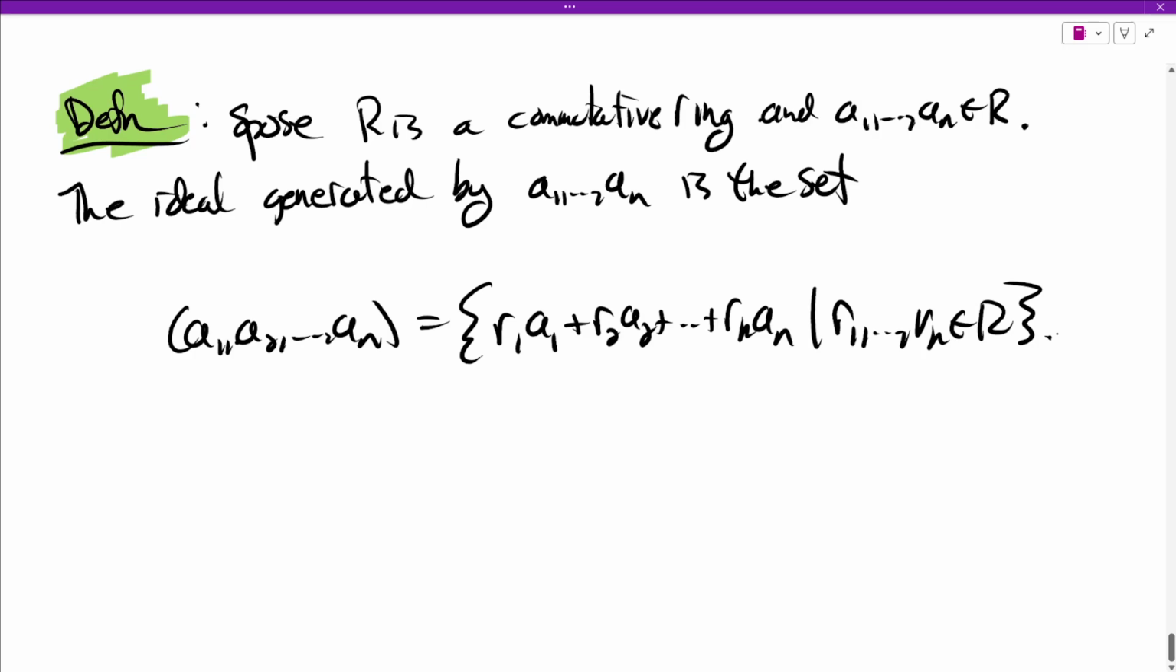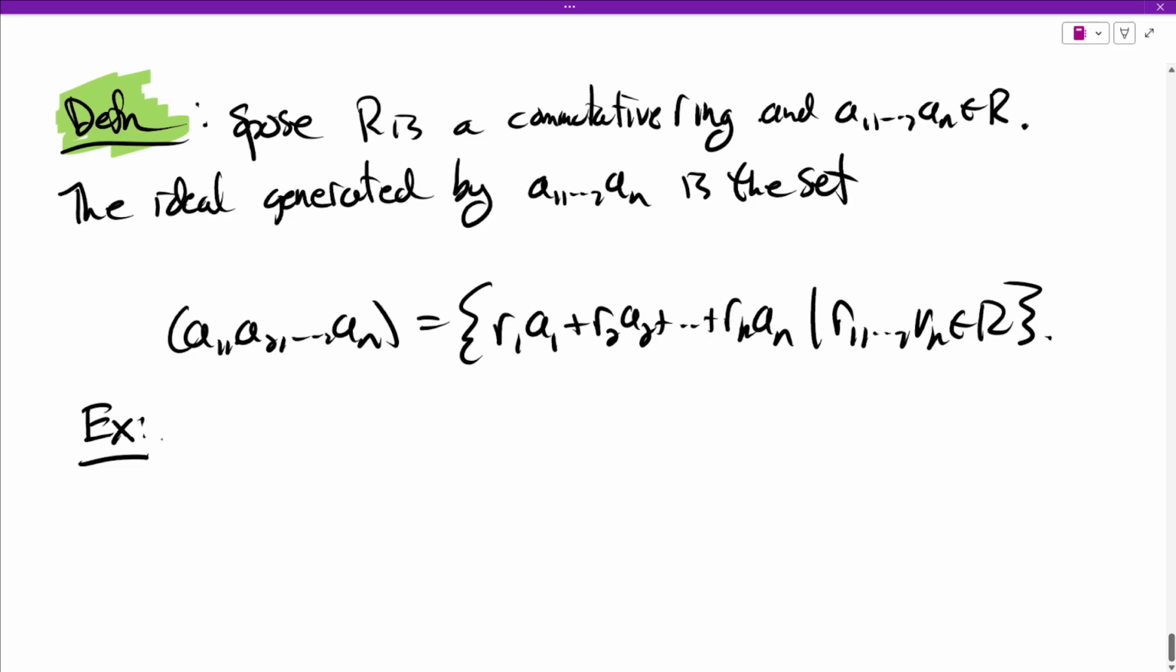So that's the ideal generated by a set. And notice that if there's just one element, this is consistent with what happens with a single generator. What we do is we just tack on more of the expressions that were involved in principally generated ideals. So let's do an example.